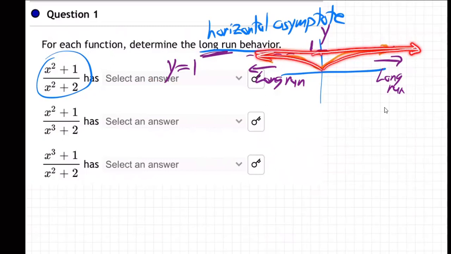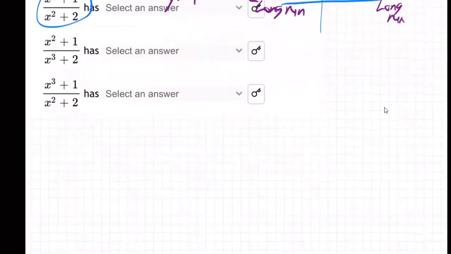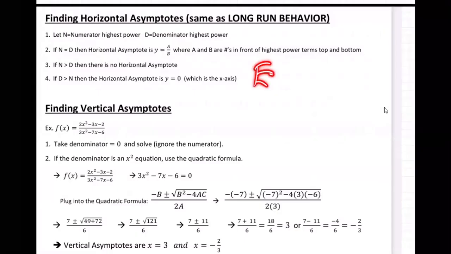That's called an asymptote line. It's a line of approach. It's a line that a graph gets closer and closer to forever. So this first function is going to have a horizontal asymptote of one. Now you think, well, how do you know that? For various reasons, but here are the exam three notes, which will really help you.